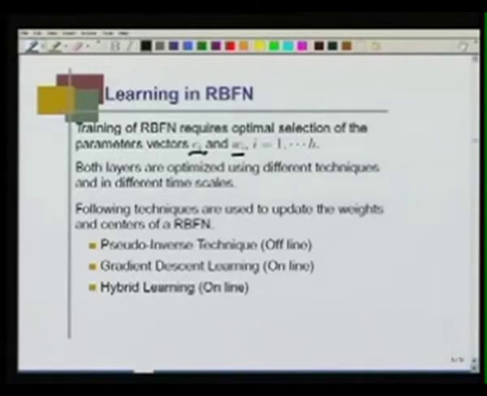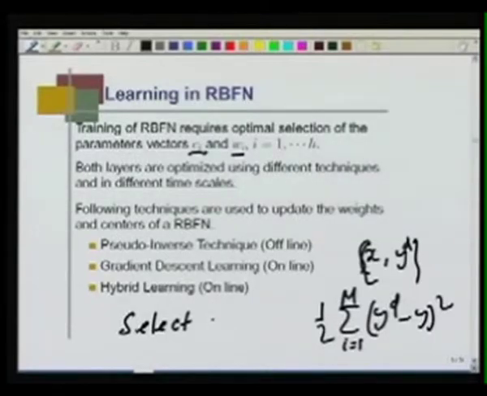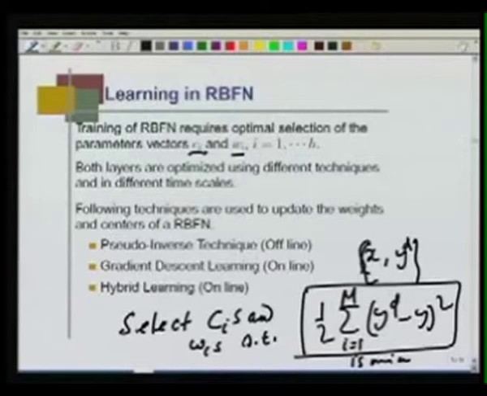So, we have to select in such a way that, given this set of data x and y, the yd minus y, where yd is the desired output and y is the radial basis function output, squared, half, over all patterns i equal to 1 to m, okay, number of patterns. So, this cost function must be minimized. So, the objective is to select Ci's and wi's such that this particular function is minimized. So, this is the objective.